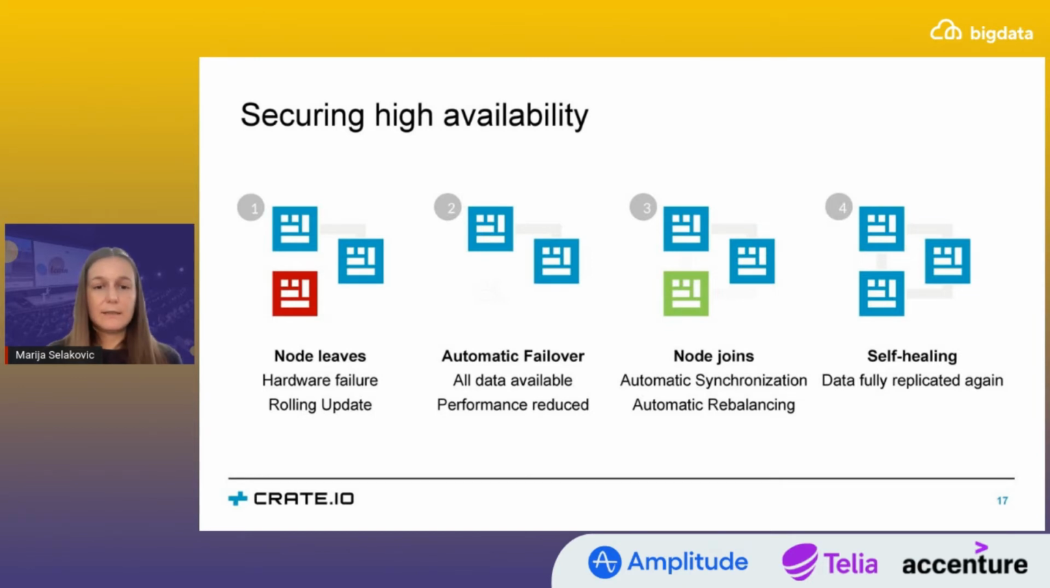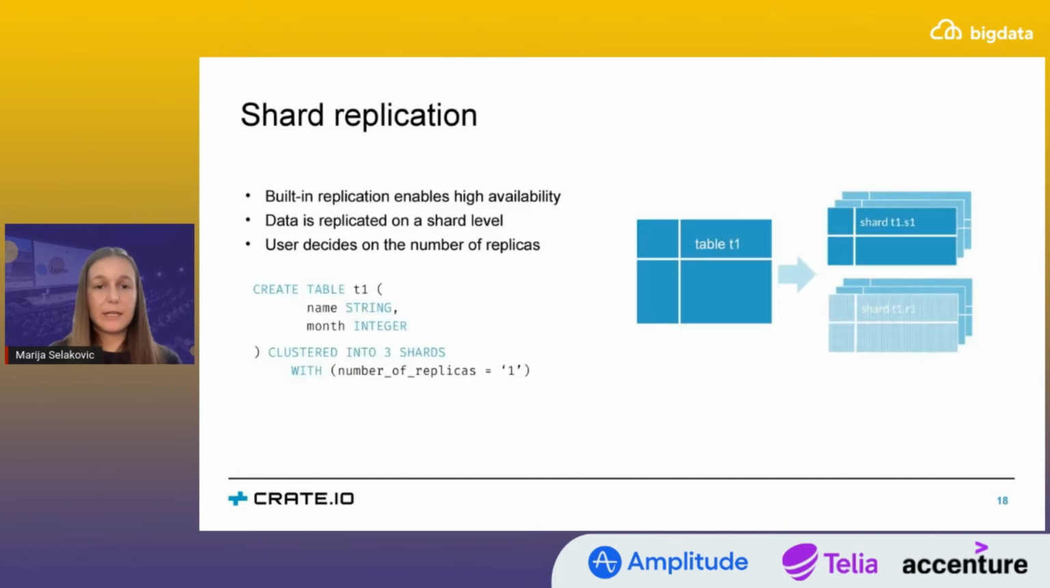So automatic failover is a crucial step for securing high availability, and this is actually done through built-in replication. What does it mean? For every shard that you create, so let's say you create a table that can be clustered into more shards, the table is actually split into different shards. For each shard, you have full control over how many replicas you would like to have for this shard.